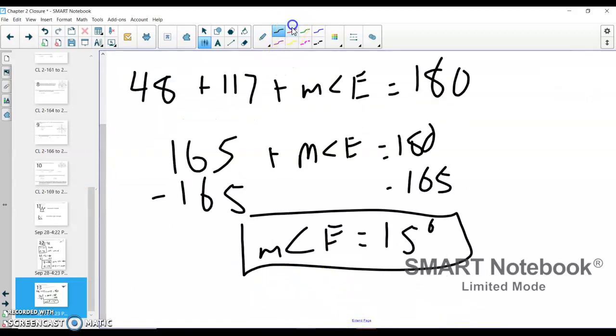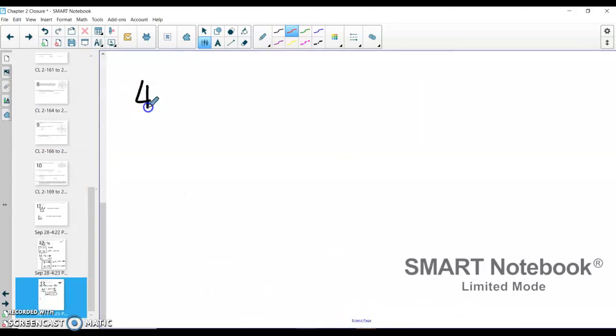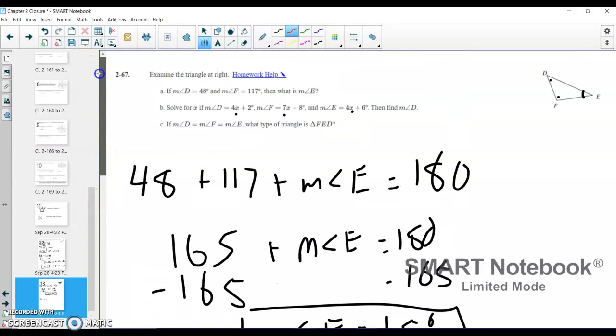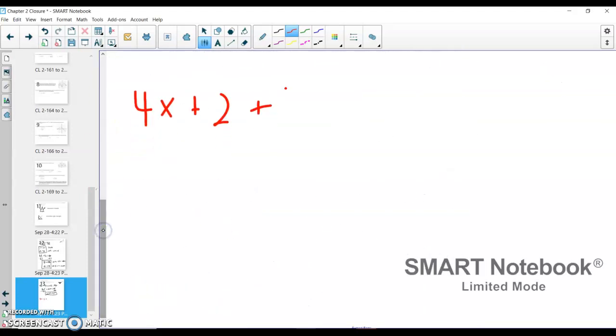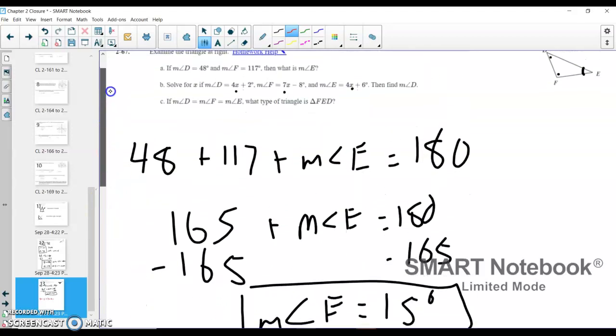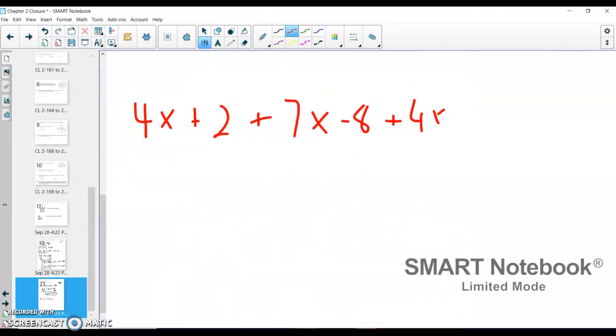We'll change colors to know I'm on a different part. I got 4x. Oh, we didn't change colors here. One second. Let's erase that. 4x plus 2, that angle, plus my other angle, which is 7x minus 8, plus my third angle, which is 4x plus 6, equals 180. Now I've got to solve this thing for x.